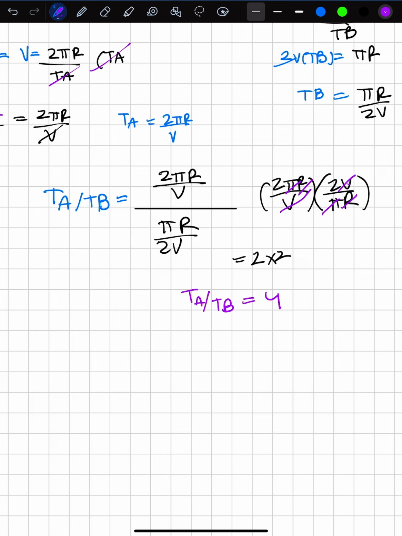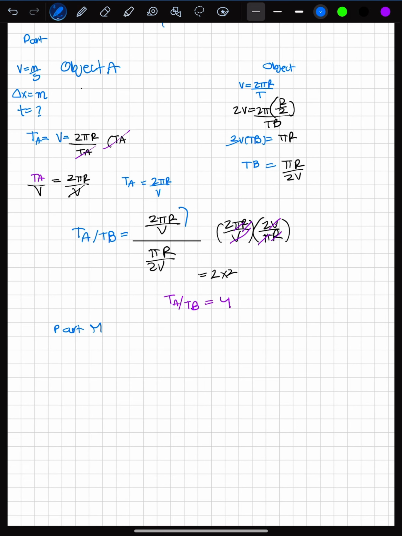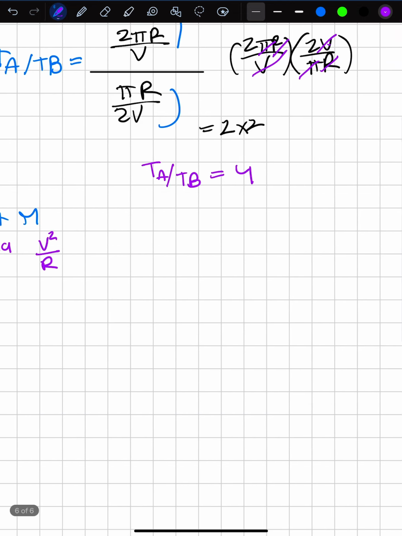Now, for part M, they're asking us for the ratio of the centripetal acceleration of object A to the centripetal acceleration of object B. For this, we're using the same values, but now they're asking for the centripetal acceleration. So this is part M. This is for object A, and this is for object B. Now we just have to plug into our formula.